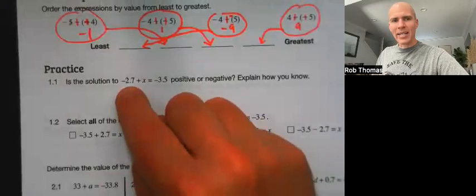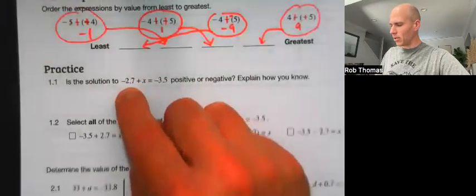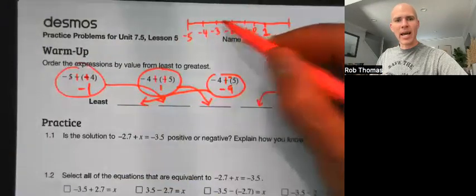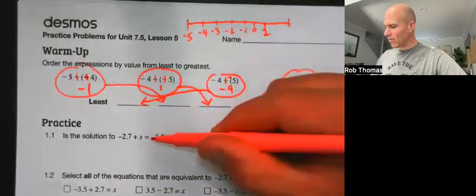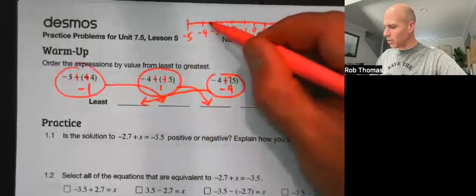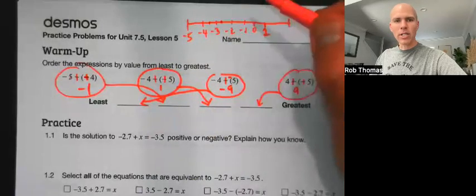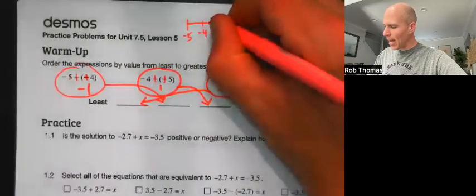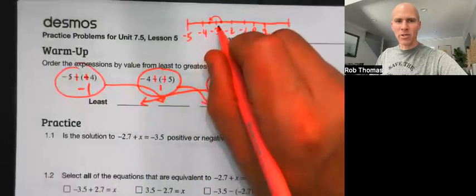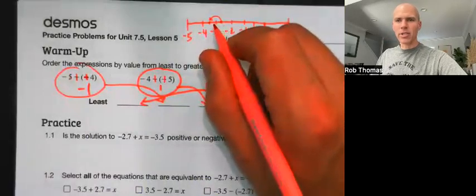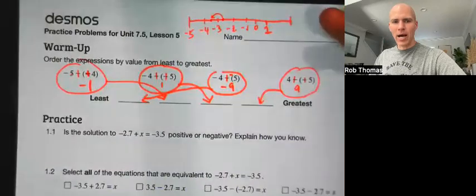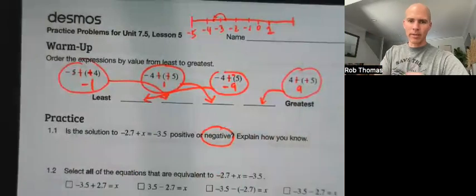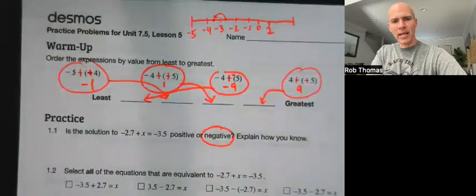If I'm at -2.7 on a number line, which I guess would be right about here-ish, and I want to get to -3.5, which is about here-ish, and I want to do it using adding. Do I add a negative number, or do I add a positive number to make that little jump right there on the number line? Pretty sure I got to add a negative, right? So I think x has to be negative. So I would click on negative or write negative or whatever and explain how you know.